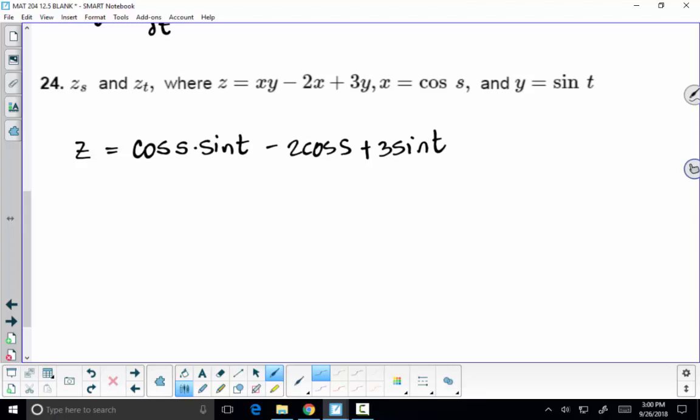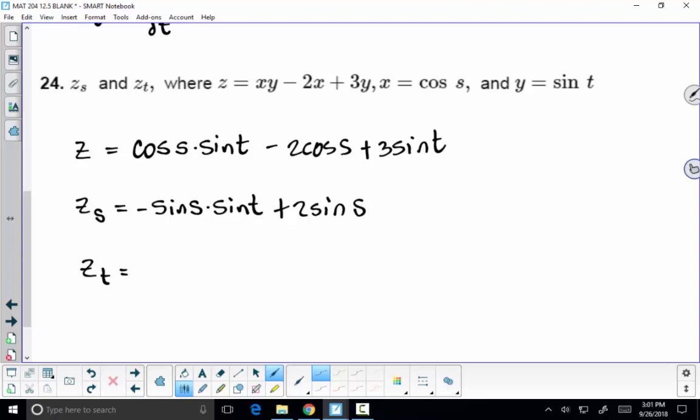It's a multivariable function. So that makes sense then to ask for its rate of change with respect to each of those individual variables. So if we do z sub s, that's going to be minus, derivative of cosine is minus sine, so minus sine of s. Sine of t is coming along for the ride because it's constant with respect to s. And now this becomes positive 2 sine of s. And then the partial of sine t with respect to s is 0. So that last part is gone.